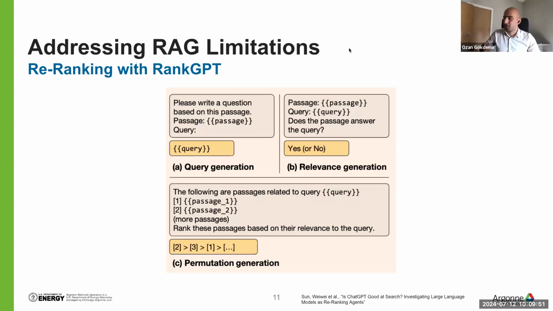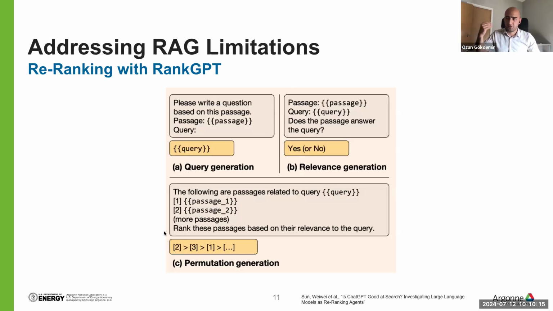Option 2 is relevance generation, which is more straightforward. You feed the passage and the question to an LLM and say, is this passage relevant? Or, with some prompt engineering, say something like, give me a score from 0 to 100 for how relevant this passage is to this question. And you sort based on that.